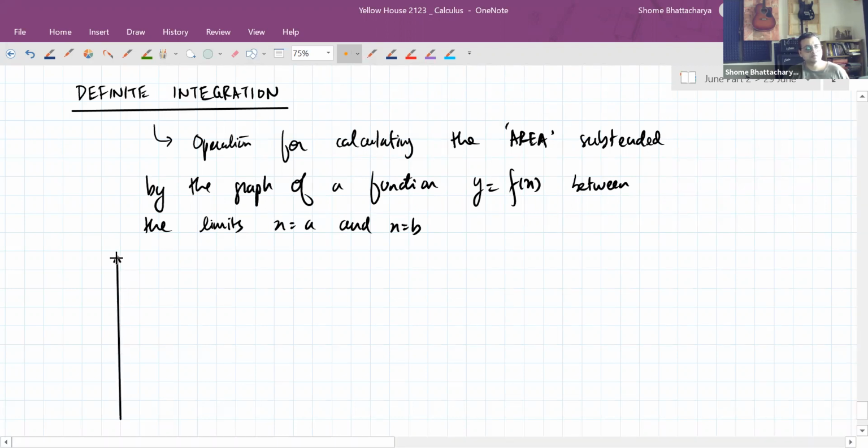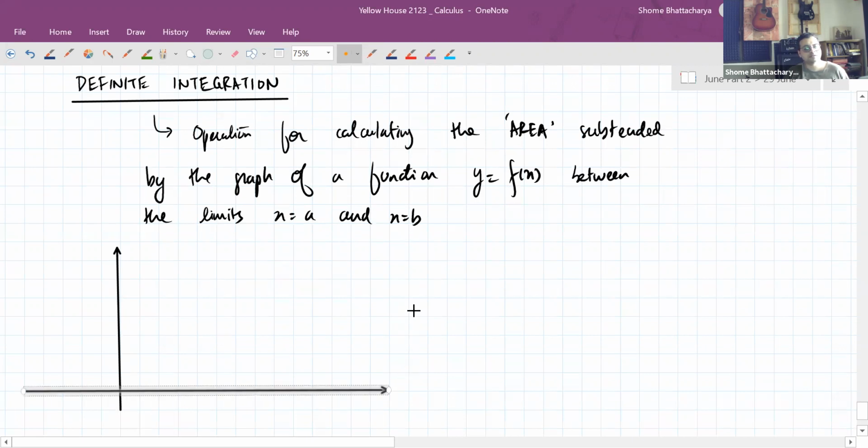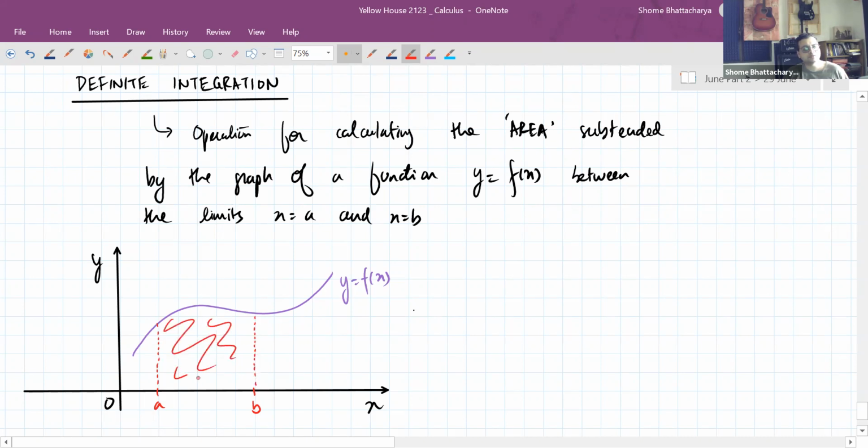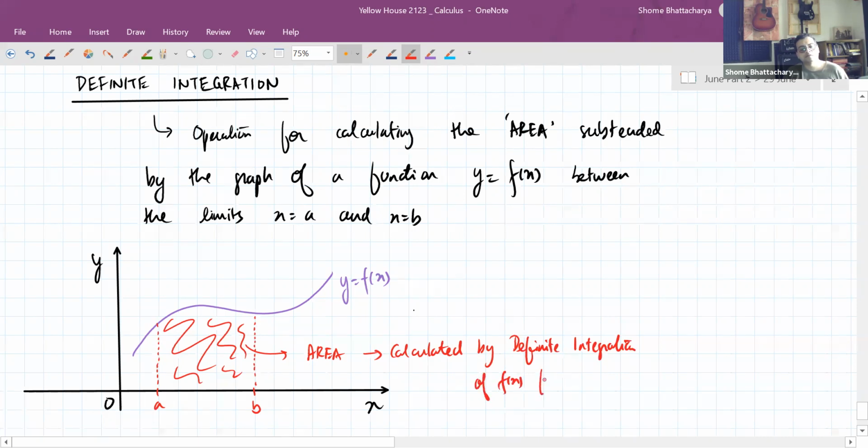Suppose when we plot the graph of the function y is equal to fx, the function's graph is represented by some arbitrary curve like this, let's say. Now suppose we want to calculate the area between these two limits, x equal to a and x equal to b. So that would mean that we draw this vertical line x equal to a here and this vertical line x equal to b here. So between these two limits, the area subtended by the curve of that function y equal to fx, this area is calculated by definite integration as an operation of the function fx from x equal to a to x equal to b.